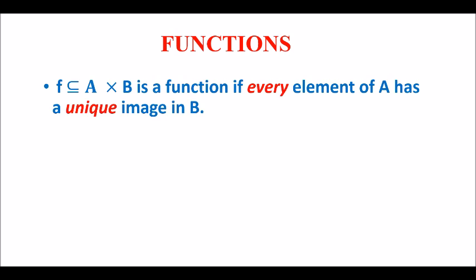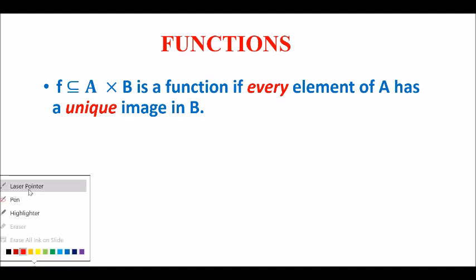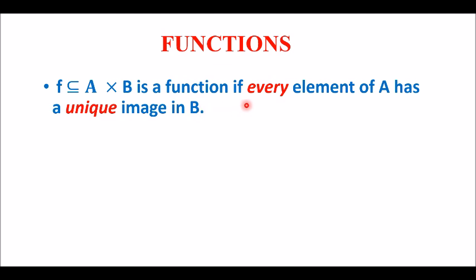Next is functions. So what is a function? A function f from A cross B is basically a relation, but it is said to be a function if every element of A has a unique image in B. In this regard I have shown "every" and "unique" in red and italics, because these two words are very, very important. It means every element of A must have an image, and that image should also be unique. So this has to be taken care of, and a function is usually denoted by f colon A arrow B.